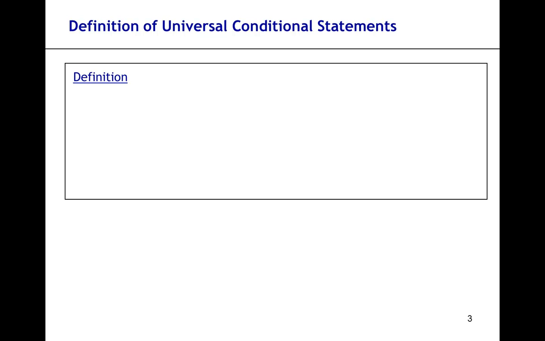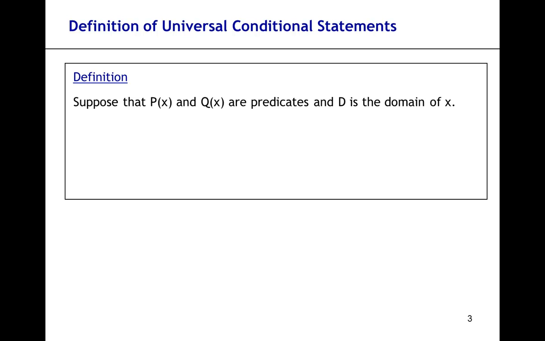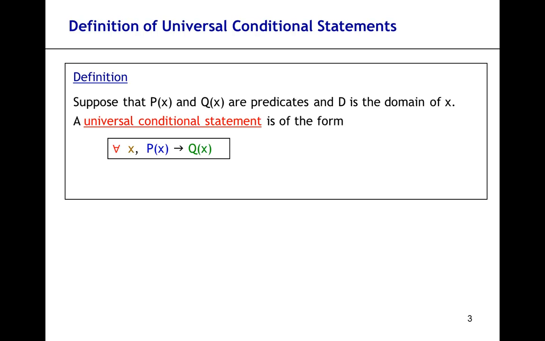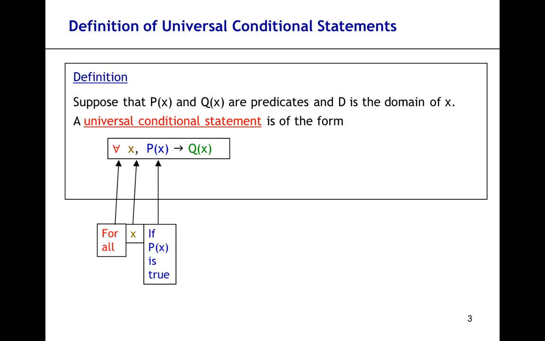First, some definition. Suppose we have P of x and Q of x as predicates, and set D as the domain of x. A universal conditional statement comes in this form. It is read as, for all little x, if P of x is true, then Q of x is also true. How do we tell that a statement is a universal conditional statement? Look for the for all symbol, which indicates universal coverage, but this time, provided the condition P of x is met.